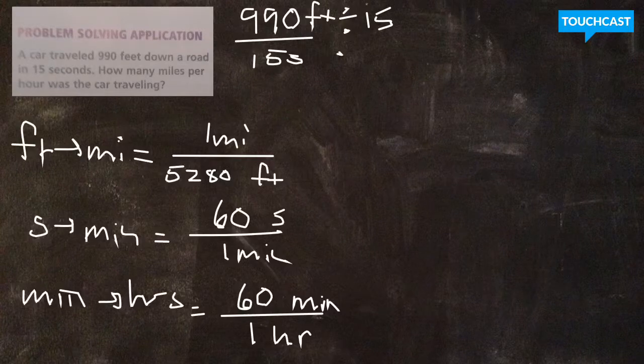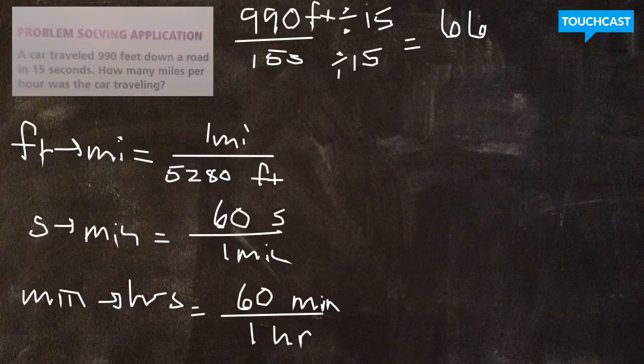So let's simplify that. 15 goes into 990 66 times. So we have 66 feet over 15 goes into 15 1 second. 66 feet per second.